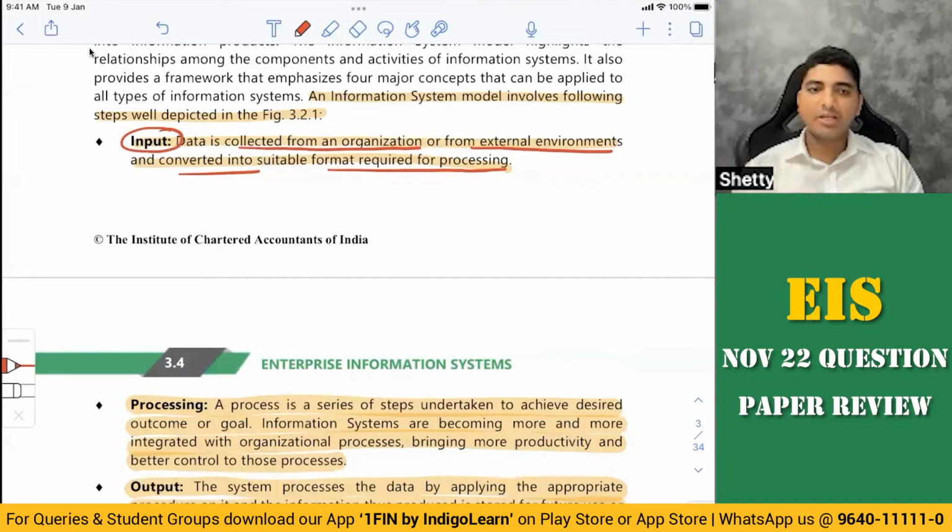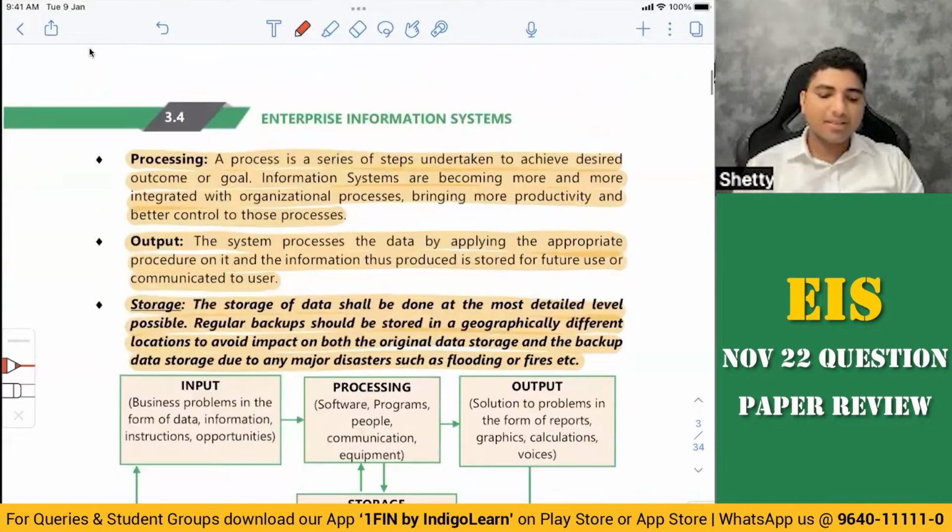Once input is done, the second step is processing. You don't have to do the processing. The system does the processing. So what is processing? A process is a series of steps undertaken to achieve a desired outcome or goal. So why are you entering your information into the system? Because you want a proper balance sheet. You want a proper profit and loss account. So that is the desired outcome that you have. For that, you input the data into the system.